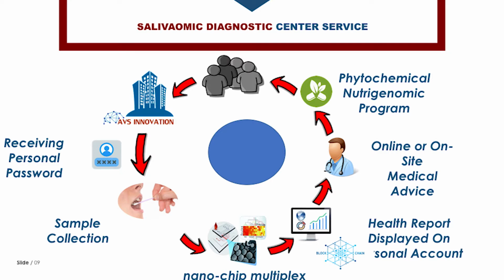So you collect from a convenience store, you just swab your saliva, put it in the sealed tube, and send it back to our center, where we do the analysis. While you wait for the result, you download an application, and this application will be the way for us to communicate with you and send all the results to you.